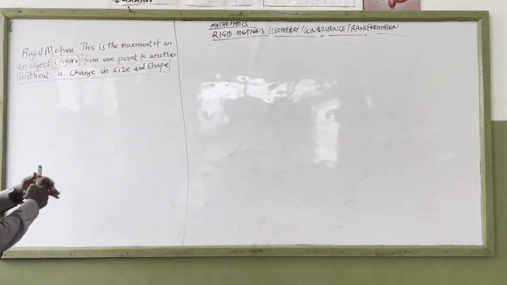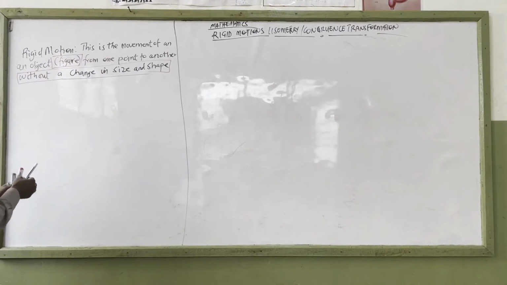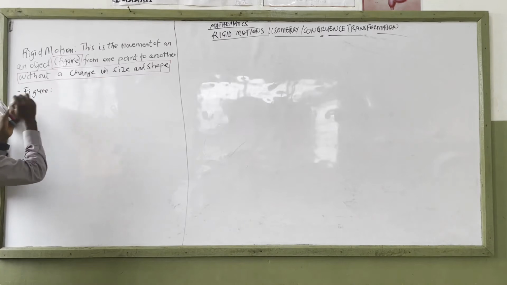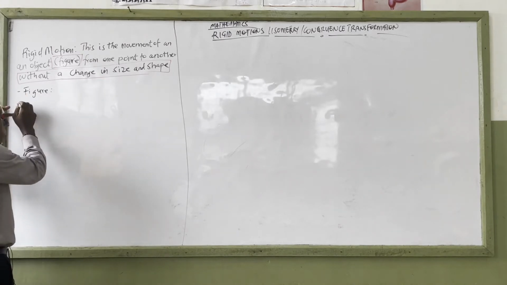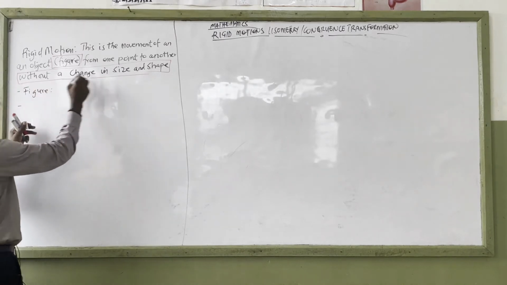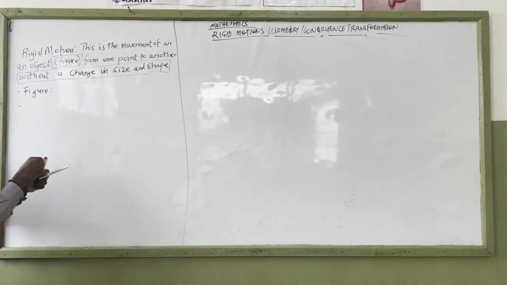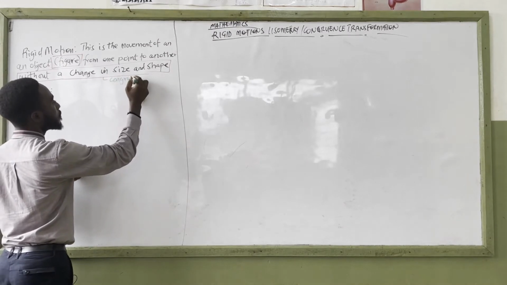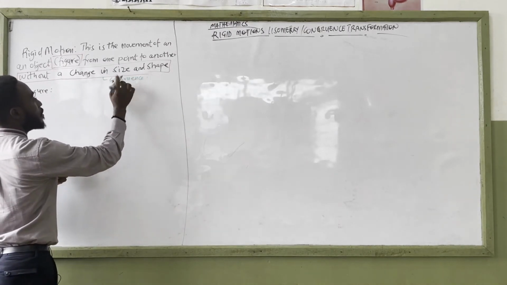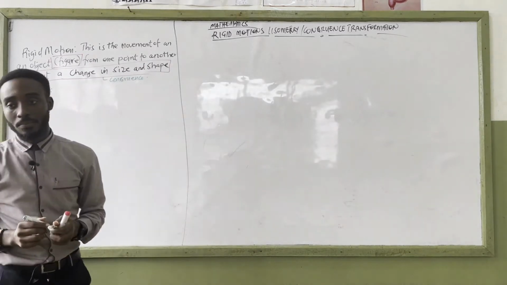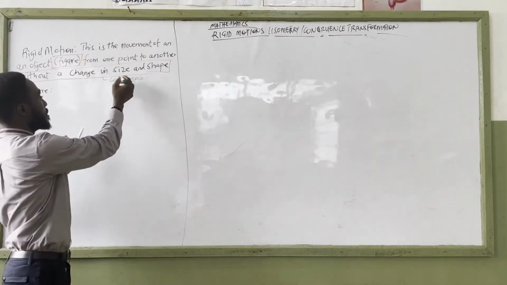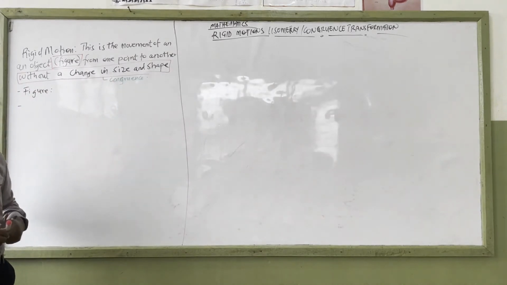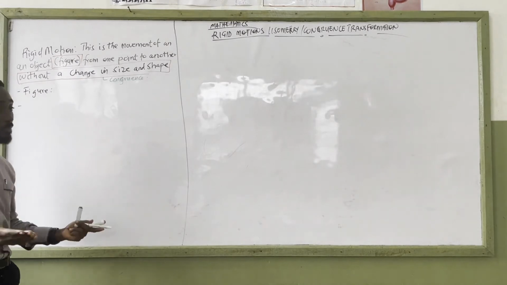So let's take a look at the main words that I just mentioned. The figure. All this statement here refers to the fact that it is congruent. So when you hear this word congruence, it simply relates to the fact that there is no change in the size and shape.